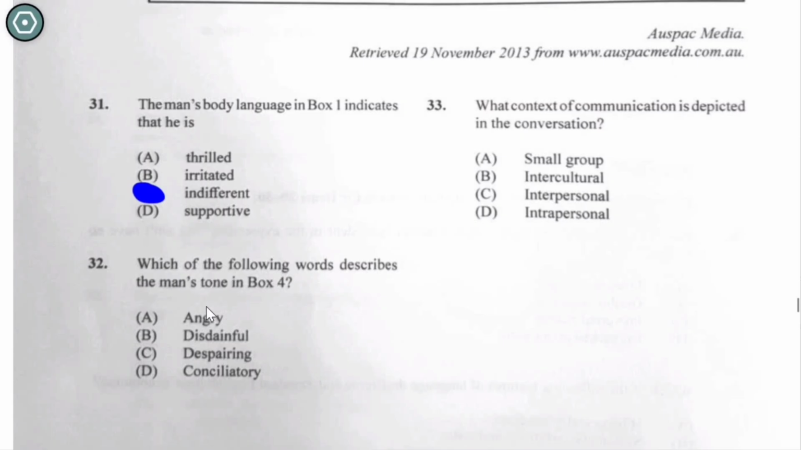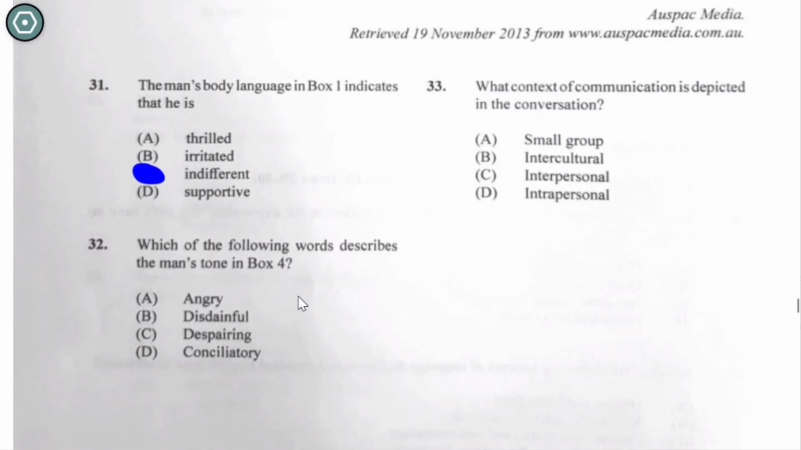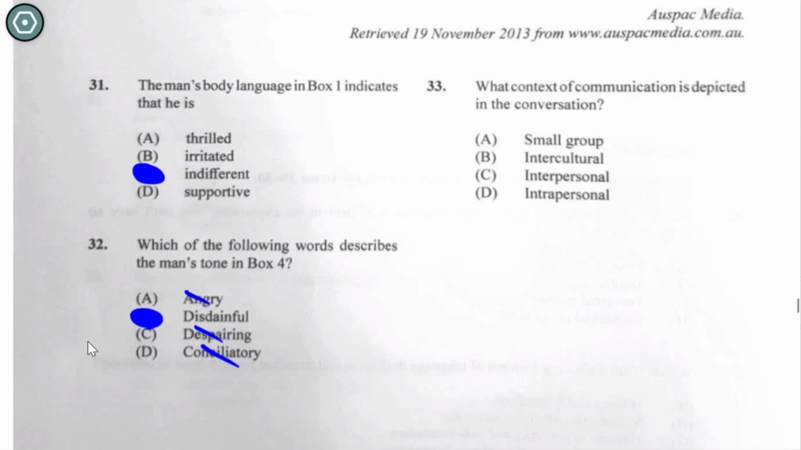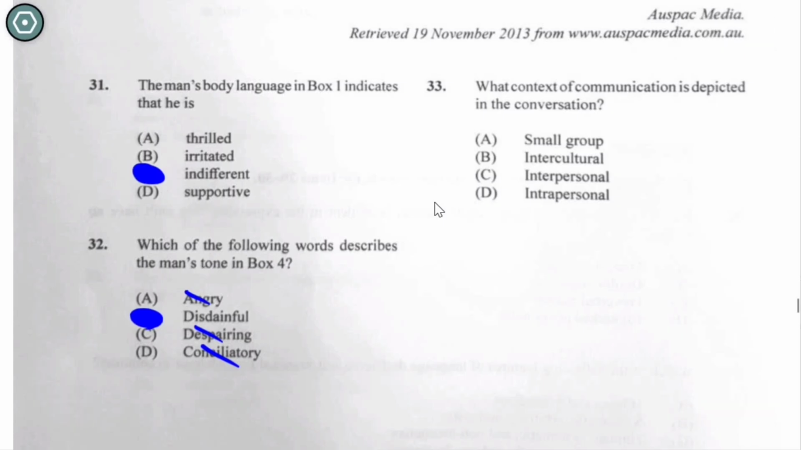32. Which of the following words describes the man's tone in box 4? Box 4 is like, you don't believe in those things, do you? And he says angry, disdainful, despairing, or conciliatory. I wouldn't say despairing and not angry or that. It's more on the disdainful side, like scornful type of thing.